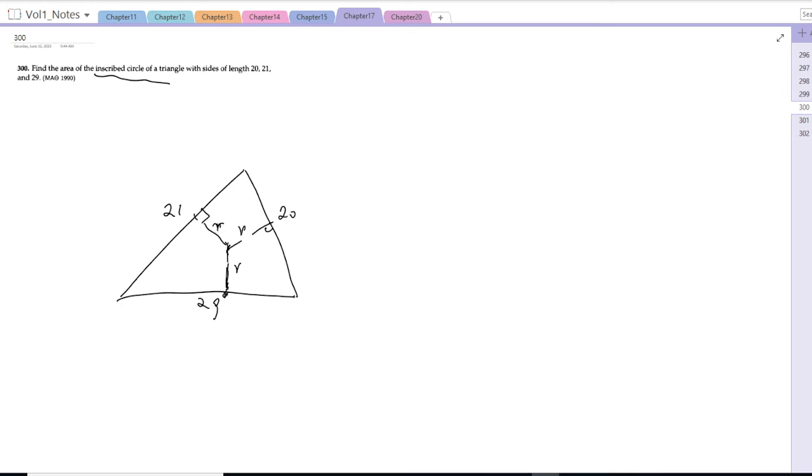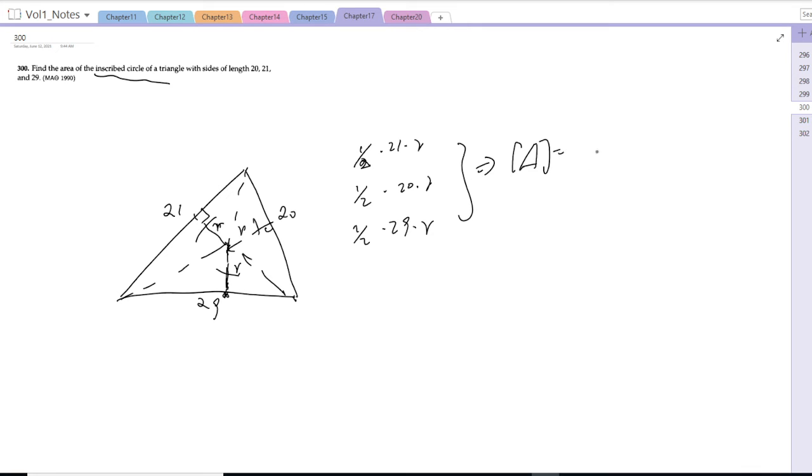Okay, so we can cut this triangle into 3 pieces, right? So first piece, second piece, and third piece, right? So the 3 pieces are half of the 21 times R, half of the 20 times R, and half of the 29 times R. So together, you know the triangle's area is equal to S times R, where S is half of the perimeter.